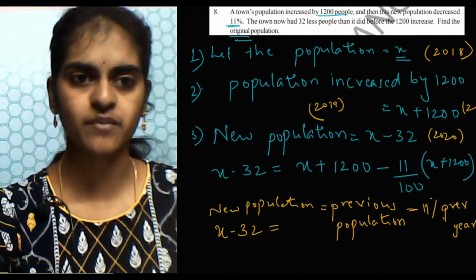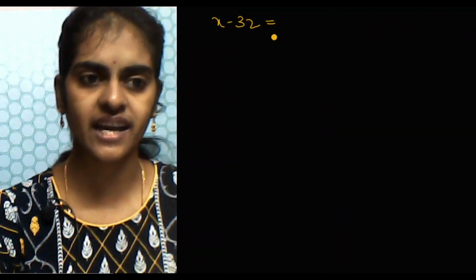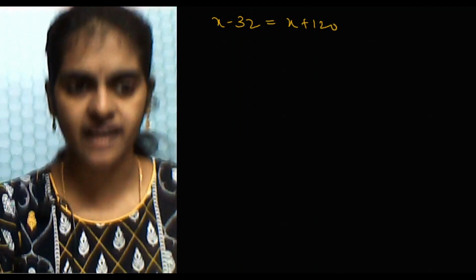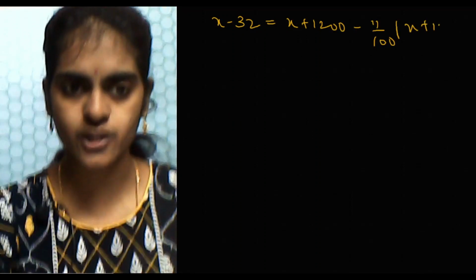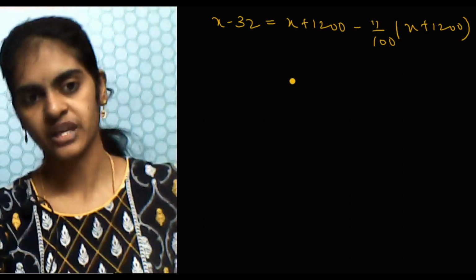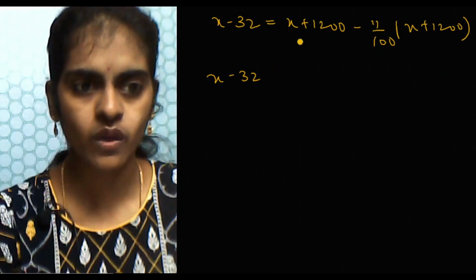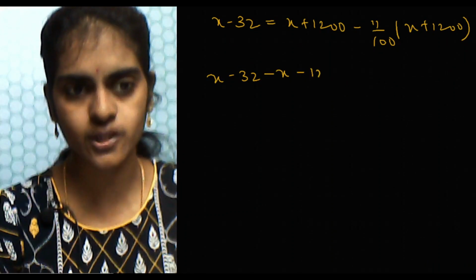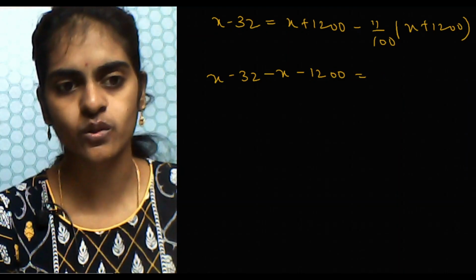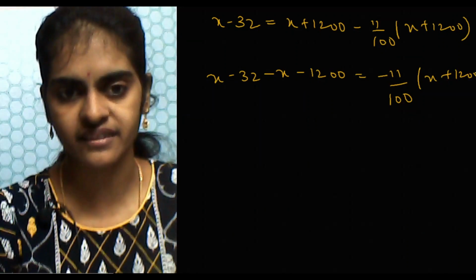So what is it? x minus 32. Let me write it here neatly. So x minus 32 is equal to x plus 1200 minus 11 by 100 of x plus 1200. This is what you have. Now just see, so x minus 32, let me send this to the other side, so it becomes minus x minus 1200 is equal to minus 11 by 100 into x plus 1200.